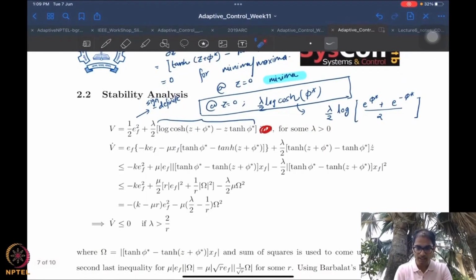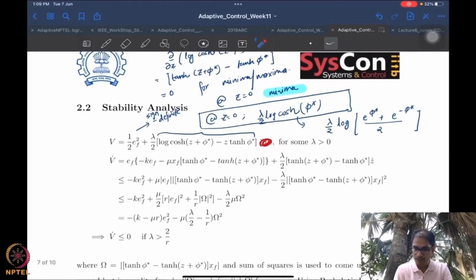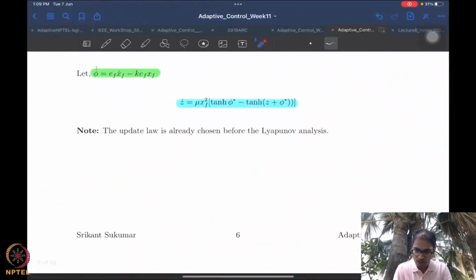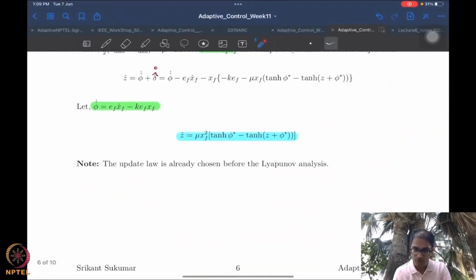So I take an EF dot, which is this guy, and then I take the derivative of this guy, which is lambda by 2 partial with respect to z, which is this, times a z dot. Now if you substitute, z dot has exactly this term in the negative, with a mu xf squared. So that's what you get. You get a z dot term here. There is already a mu here, so the z dot also contains a mu, the mu xf squared.